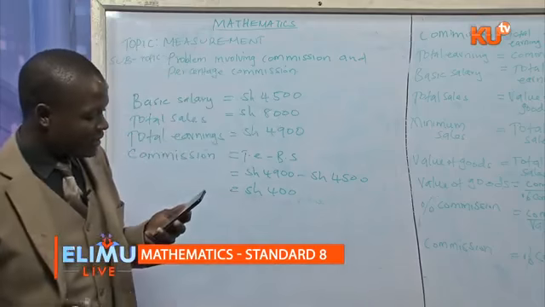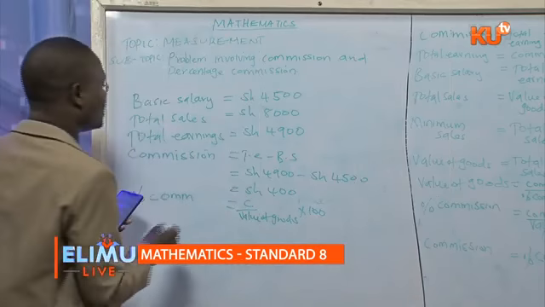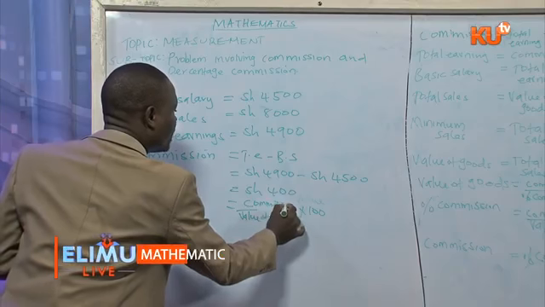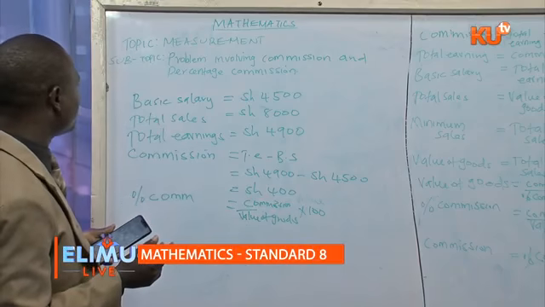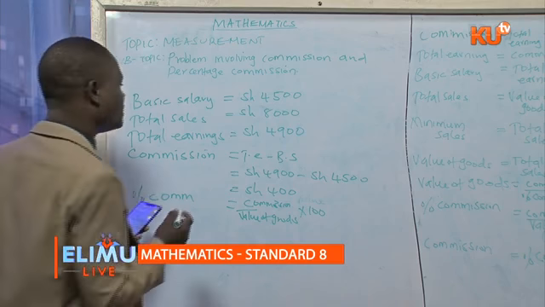So now the question requires us to find the percentage commission. How do we find percentage commission? The formula is there. Percentage commission is equal to commission over the value of goods, then times 100%. Now our commission is 400, but do we have the value of goods? Yes, the value of goods, which can also be referred to as sales.